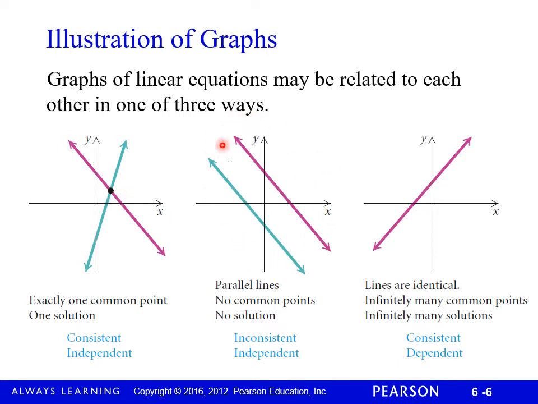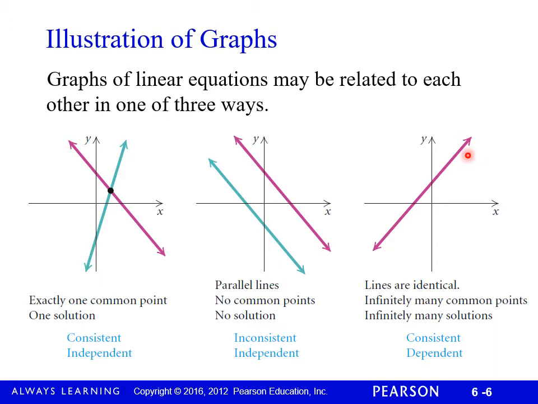Second one, we have two parallel lines. Parallel lines by definition have no common points, and because there's no intersection, there is no solution. So this system is inconsistent because there's no solution, but it's still independent because they are two different lines. They're not the same line.